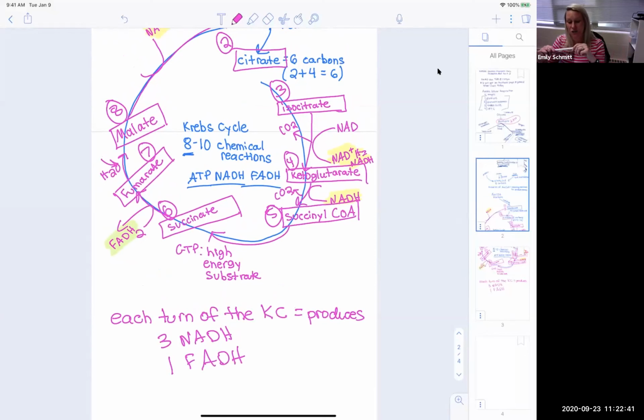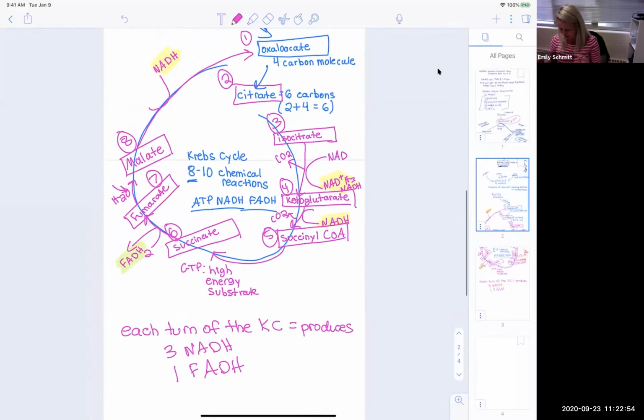So I think that I sort of spit that out on Monday, that each turn produces 3 NADH and 1 FADH. And it's like, how did that happen? So hopefully now from this, you can see that. I see a few blank stares. This is good. We're good. We got this. We got this. Okay, so each turn of the Krebs cycle is going to produce 3 NADH and 1 FADH.